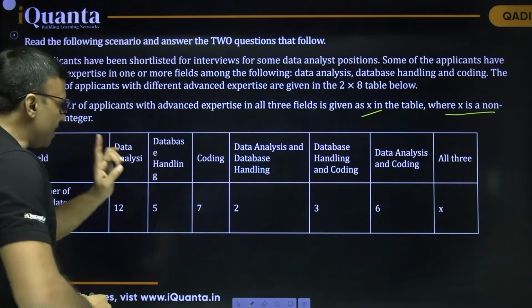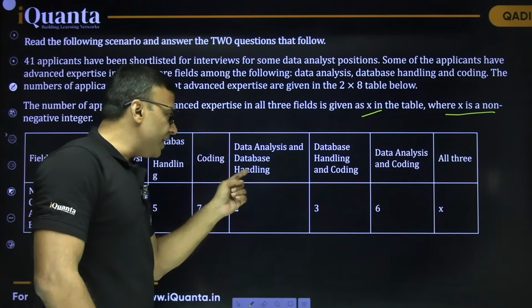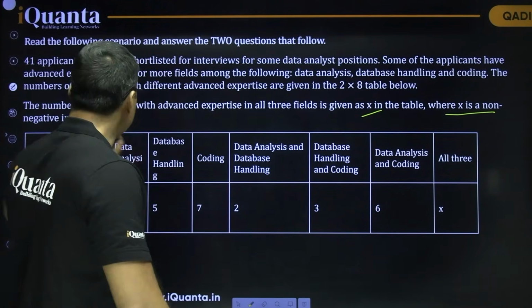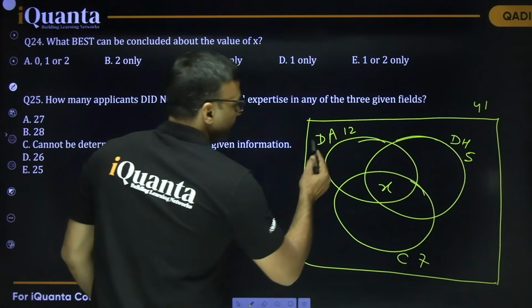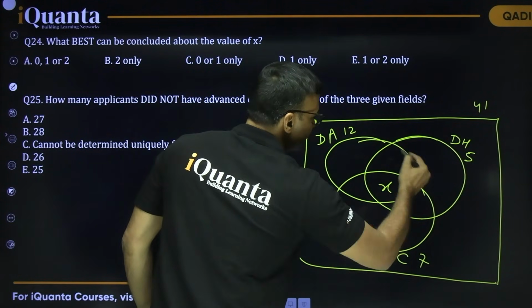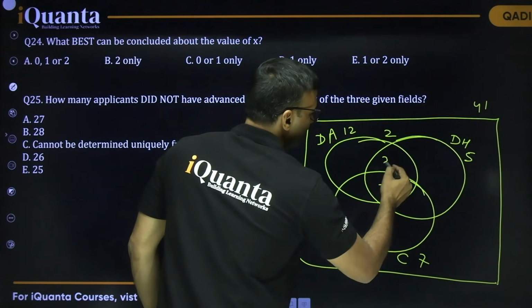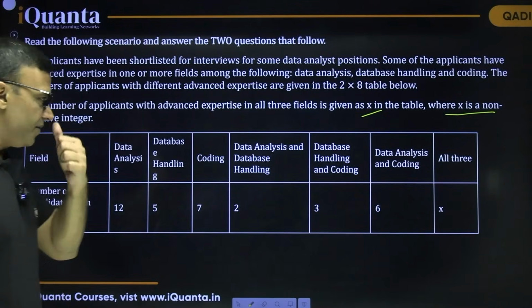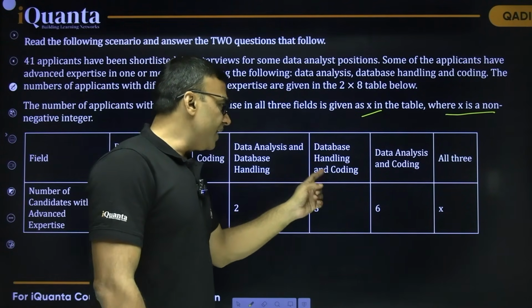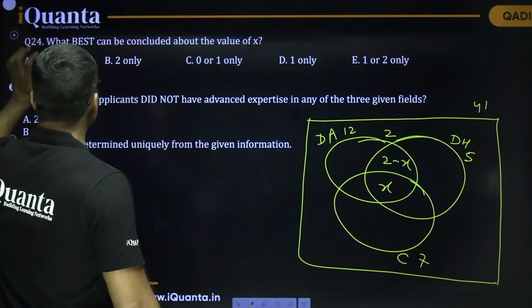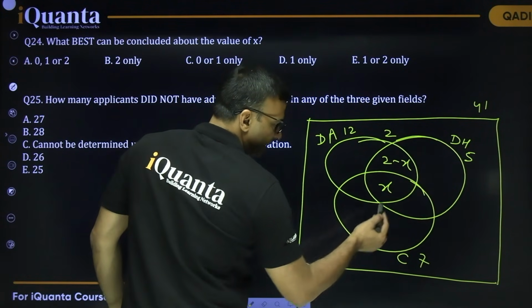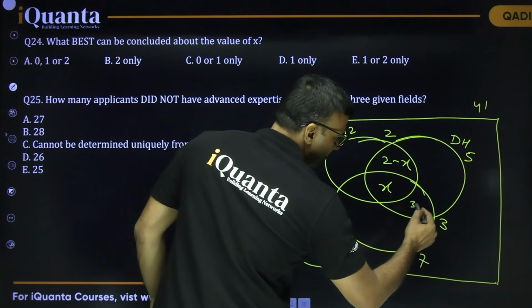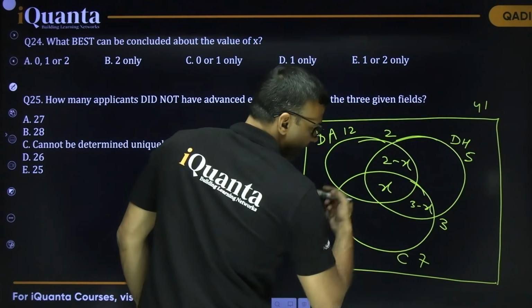Now read carefully. Data analysis and database handling, that is 2. That means this entire common area is 2. If this is X, this is 2 minus X. That's the point where people make mistake. Database handling and coding, that is 3. So the common area between database handling and coding is 3. So this has to be 3 minus X, because this is already X.